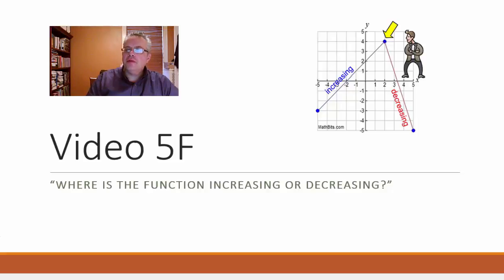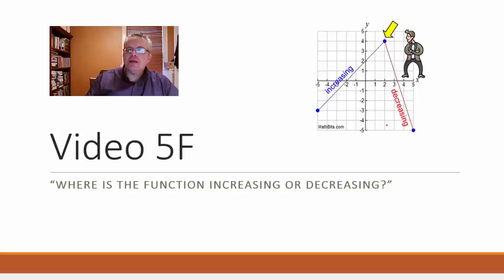This is Mr. Miller, and today we're going to talk about where functions are increasing or decreasing. As we go from left to right in the graph, a function is increasing if it goes up. For instance, here in between x equals -5 and 2, as x gets bigger, y gets bigger also. That's increasing. And decreasing is when x gets bigger and y gets smaller. The function is going down.